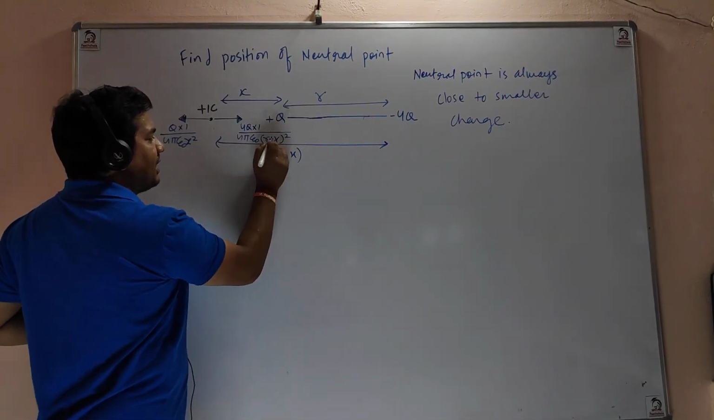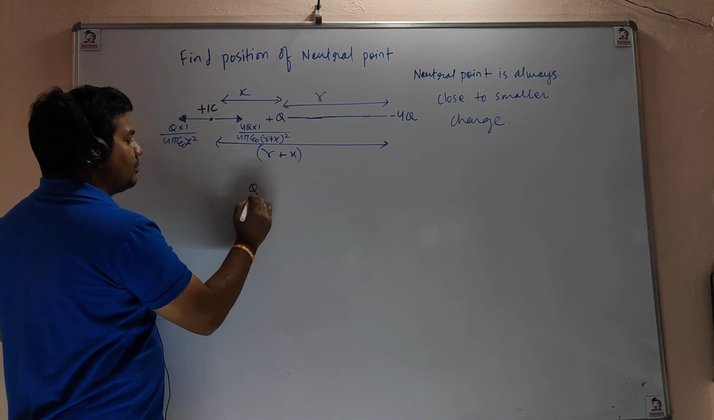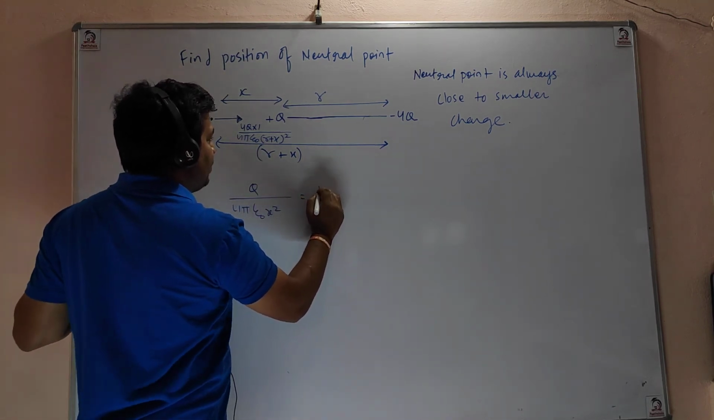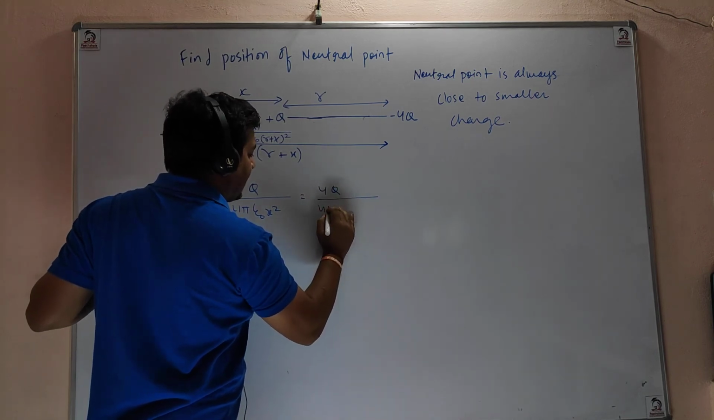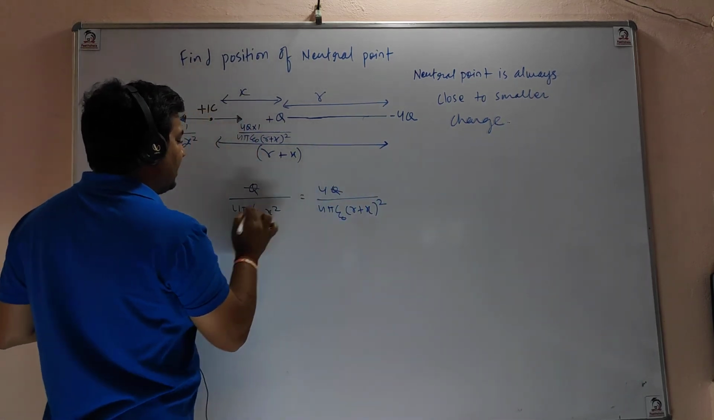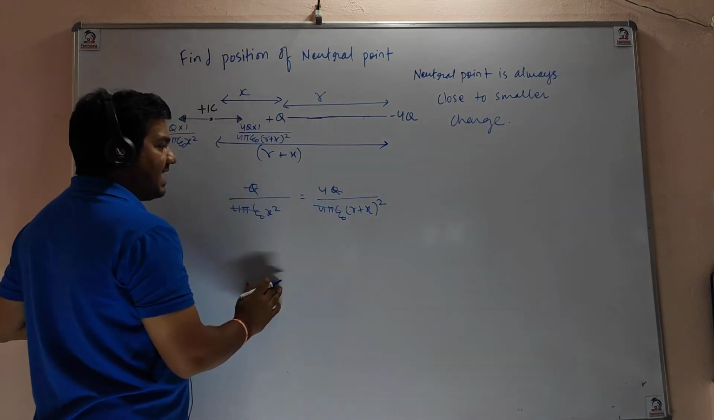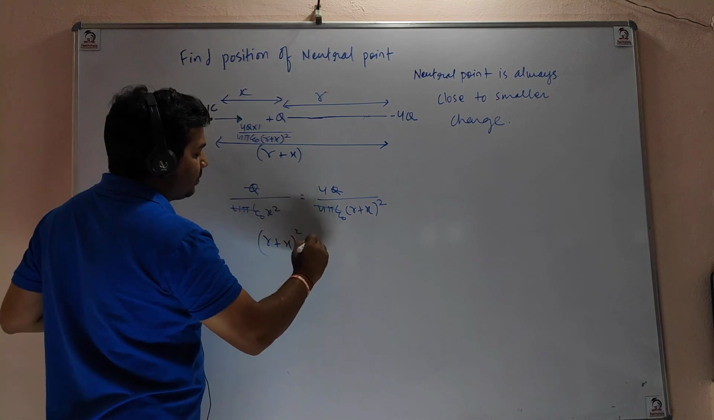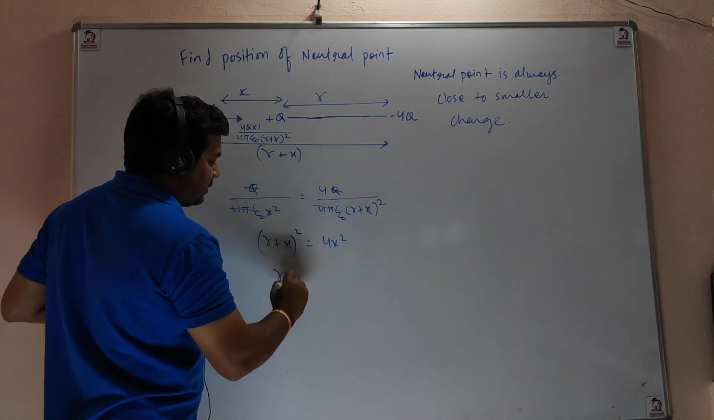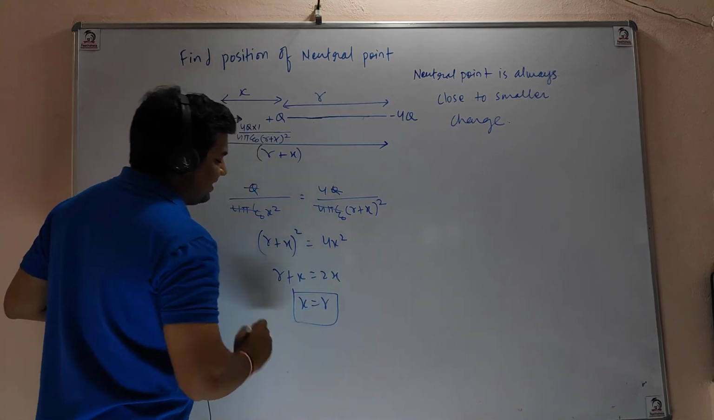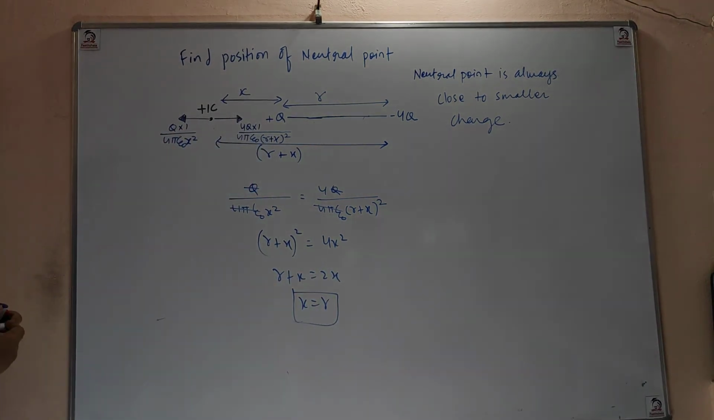This is r plus x. So q divided by 4 pi epsilon naught x square must be equal to 4q divided by 4 pi epsilon (r plus x) square. Q will get cancelled, 4 pi epsilon will get cancelled. Transfer this here: (r plus x) whole square is equal to 4x square. So r plus x is equal to 2x, so x is equal to r.